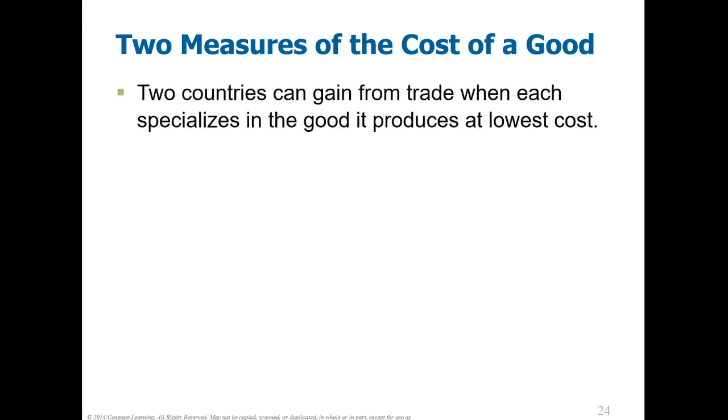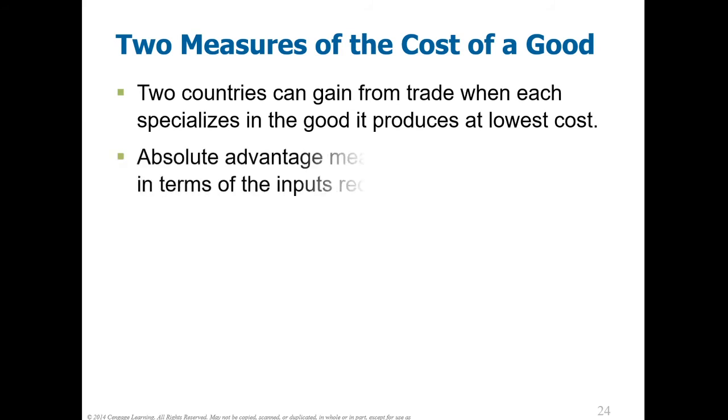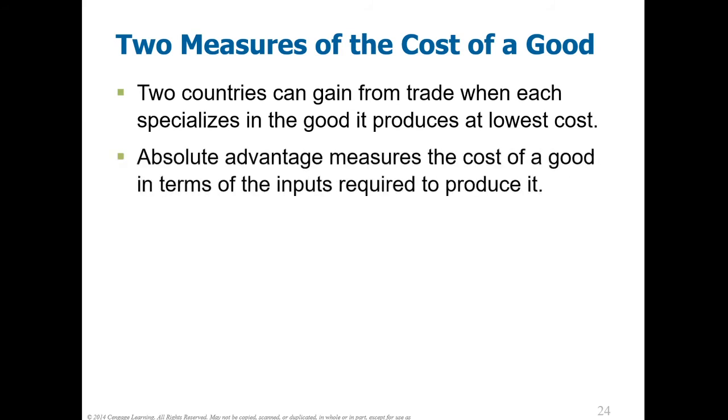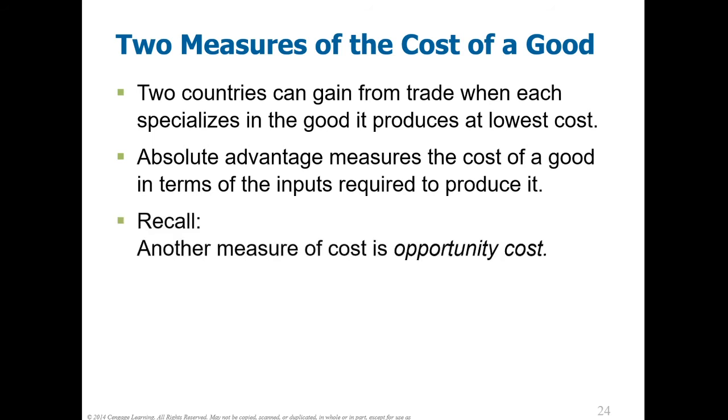So two countries can gain from trade when each specializes in the good it produces at the lowest cost. And that's what absolute advantage measures, the cost of a good in terms of inputs. Right? So absolute advantage says, what did it cost us to make it? But we know in economics, we want to look at opportunity cost. How many computers did you give up to make a ton of wheat? How much wheat did you give up to build a computer? And that's what we're going to look at.